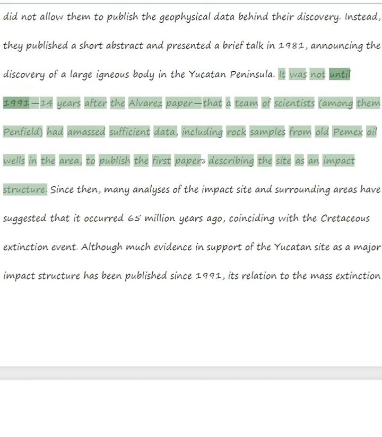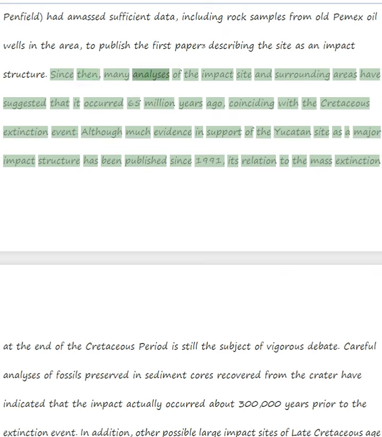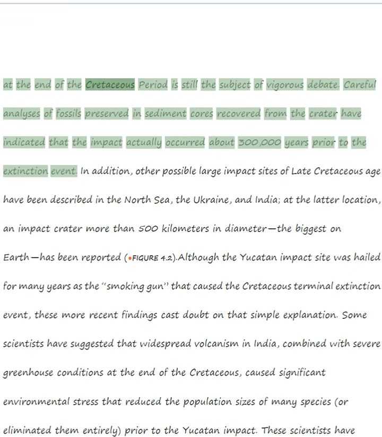It was not until 1991, 14 years after the Alvarez paper, that a team of scientists had amassed sufficient data, including rock samples from old Pemex oil wells in the area, to publish the first paper describing the site as an impact structure. Since then, many analyses of the impact site and surrounding areas have suggested that it occurred 65 million years ago, coinciding with the Cretaceous extinction event. Although much evidence in support of the Yucatan site as a major impact structure has been published since 1991, its relation to the mass extinction at the end of the Cretaceous period is still the subject of vigorous debate.